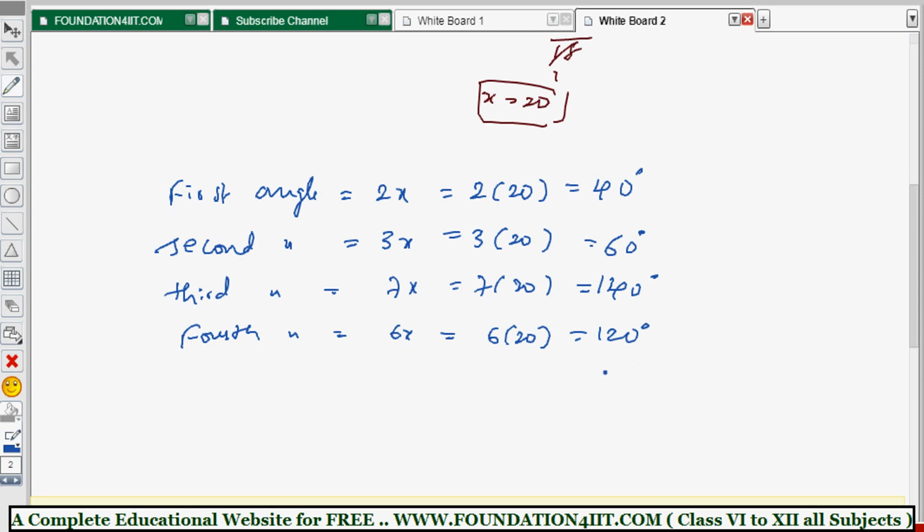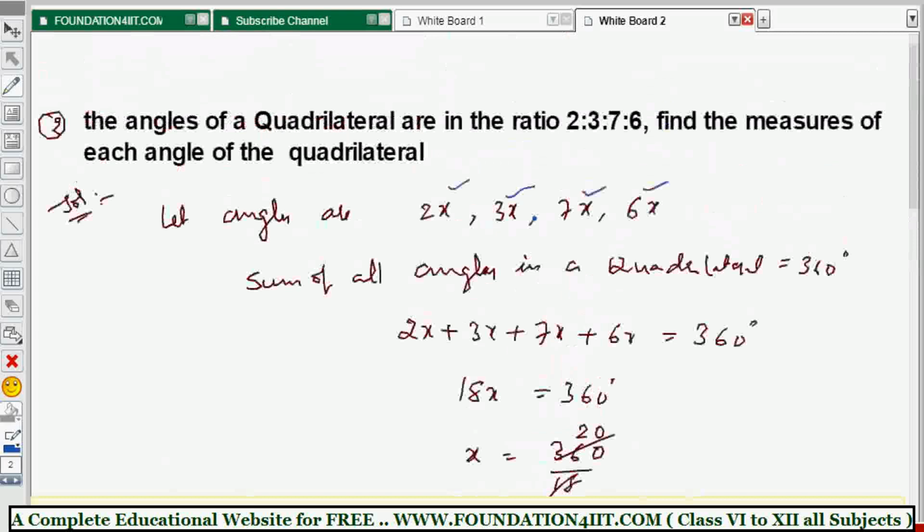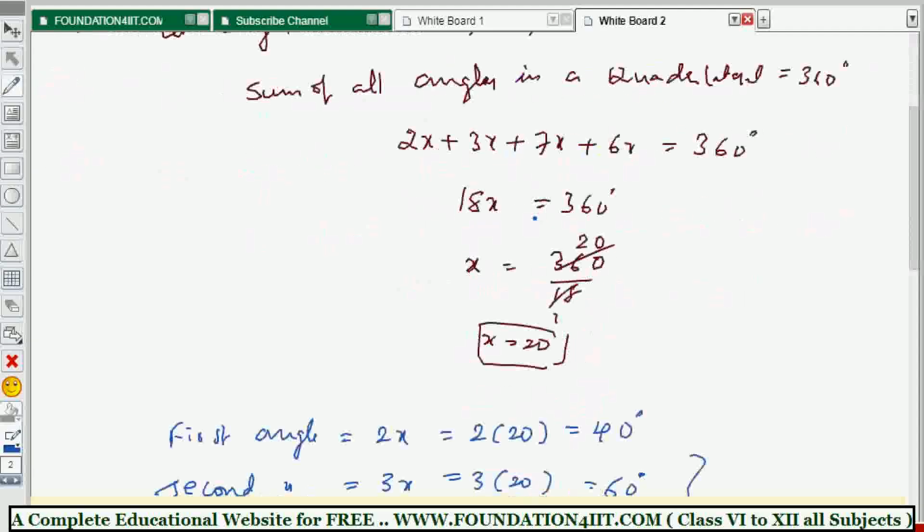And for verification you can do this: if you add all these you will get again 360 degrees. This is only for verification. So we can find out in this. And let me show one more. This is about ratio. When a ratio type question is given, we can solve using the same property.